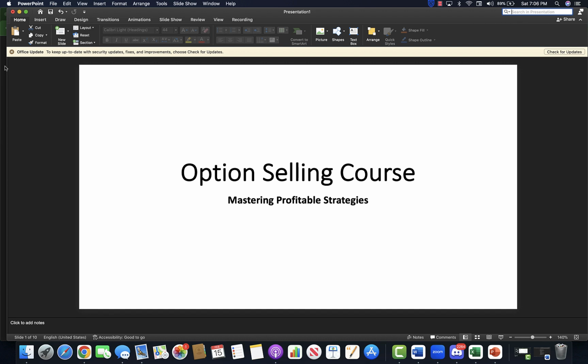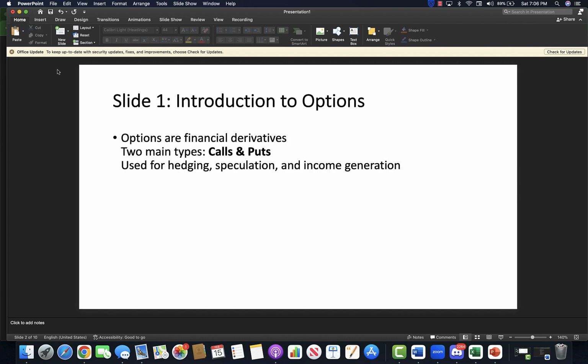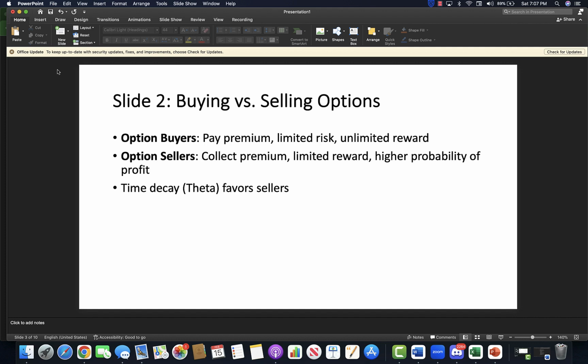So with that being said, let's get into it. So slide one, introduction to options, right? What are options? Options are financial derivatives. There's two main types, calls and puts, right? Typically, if you buy a call, you expect the market to go up, and if you buy a put, you expect it to go down. The use is for hedging, speculation, and income generation, and that's what we're here to mostly talk about, is income generation. Slide number two is buying versus selling options.